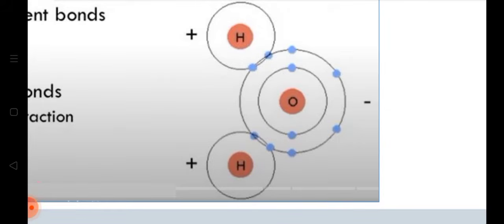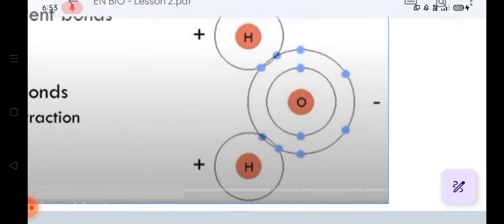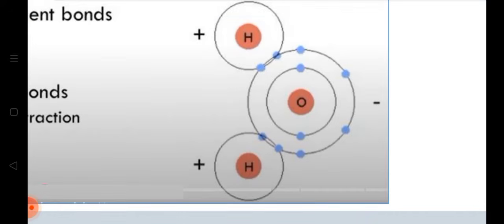One side becomes slightly partially negative. So our oxygen here is partially negative, and the other is slightly partially positive. The partially positive ones are the hydrogen atoms. For example, this one is water, H2O. The oxygen pulls electrons more strongly than hydrogen, creating a dipole. Let me repeat that: the oxygen pulls electrons more strongly than hydrogen, creating a dipole.